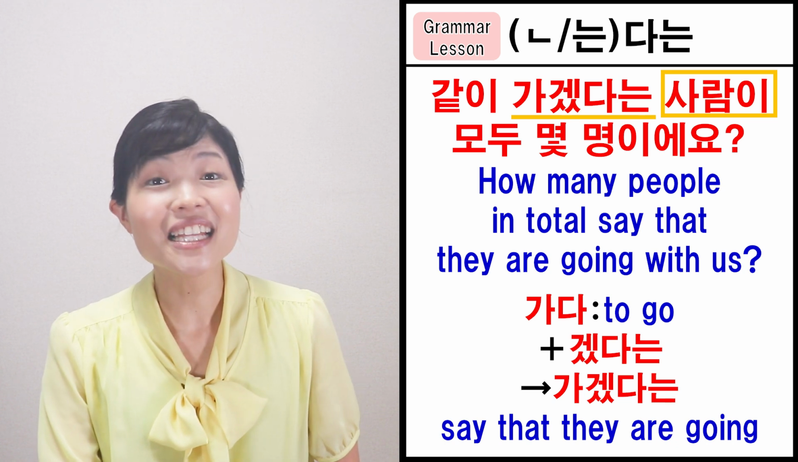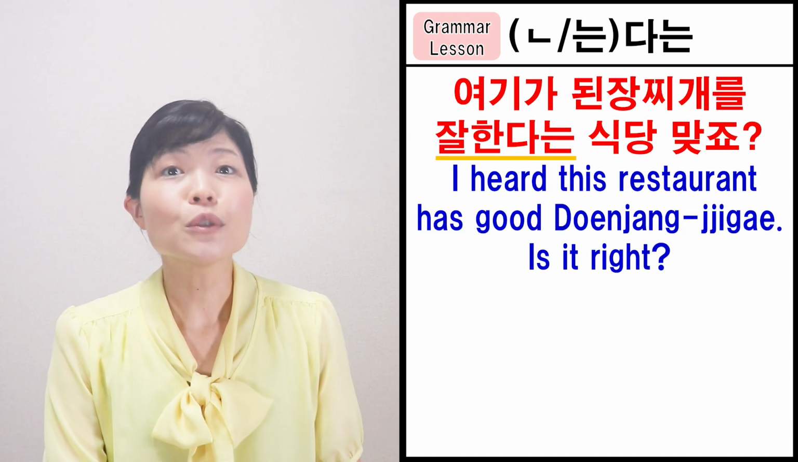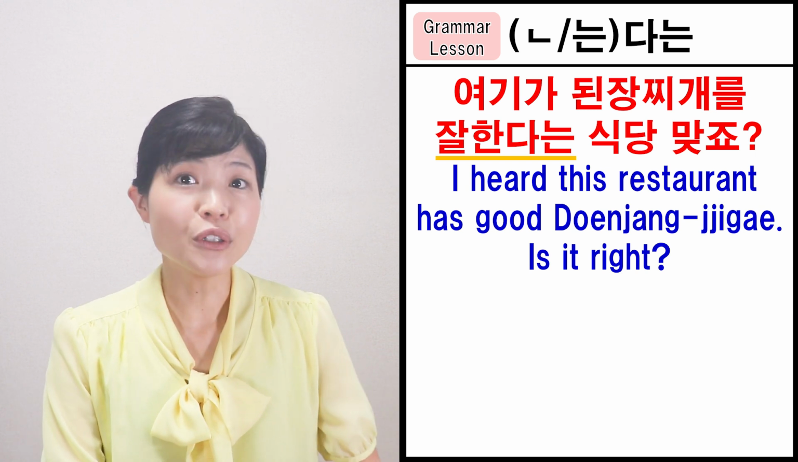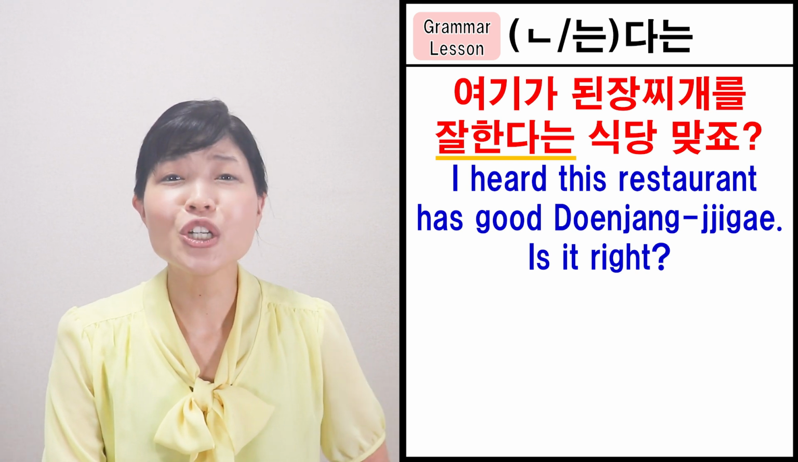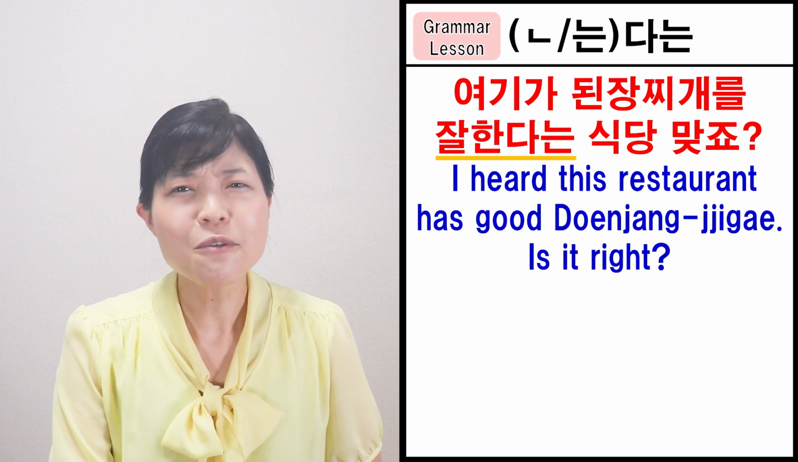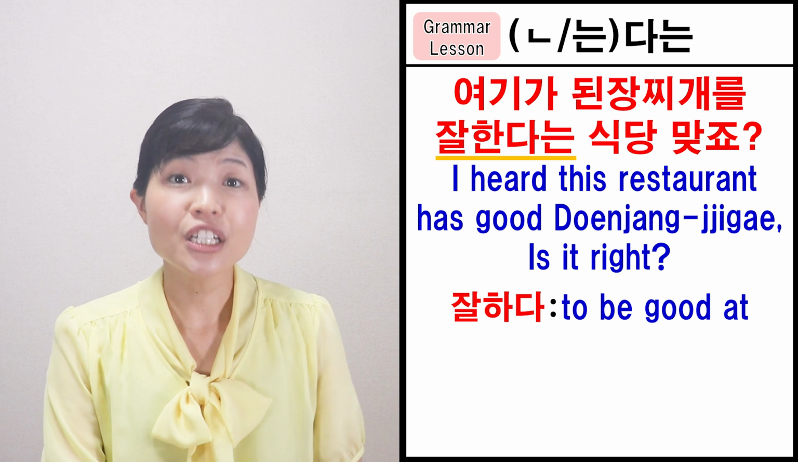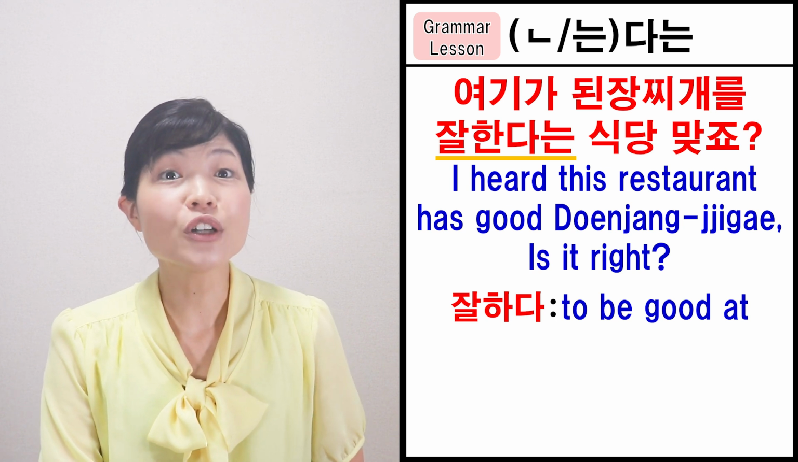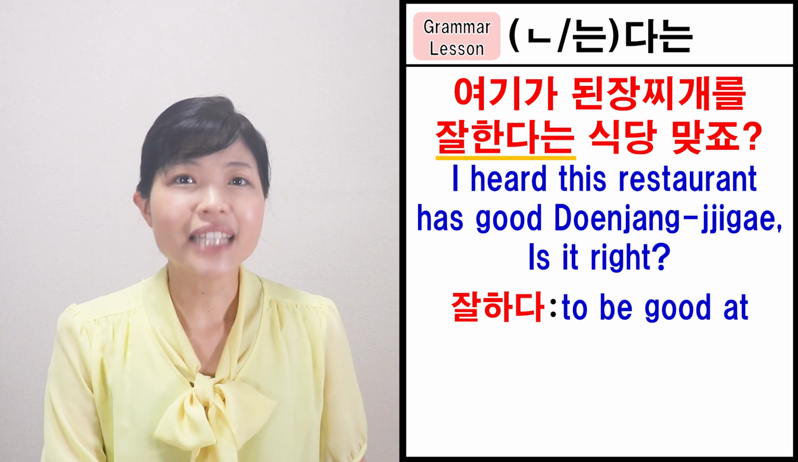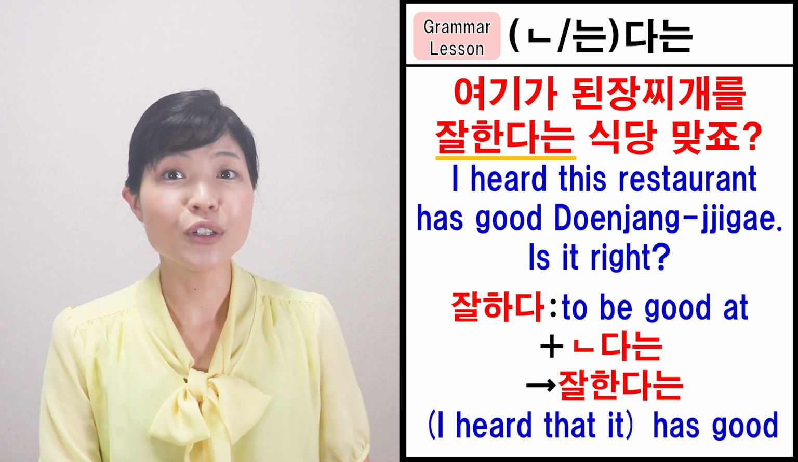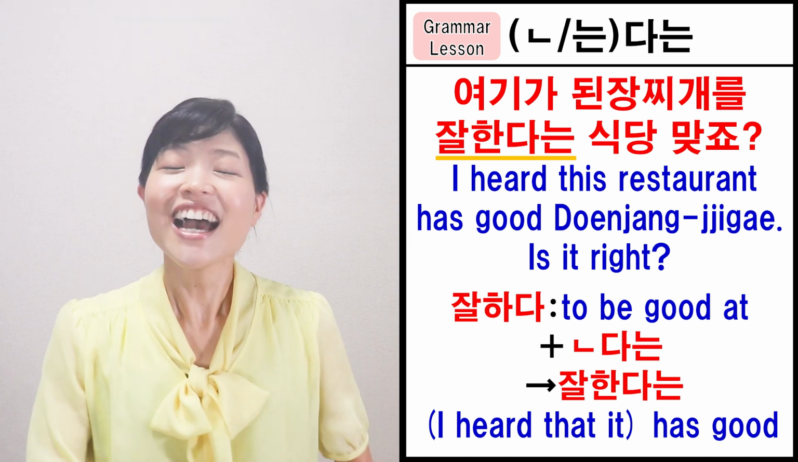Okay, let's read the next example. 여기가 된장찌개를 잘한다는 식당 맞죠? I heard this restaurant has good 된장찌개. Is it right? Here, since the verb 잘하다, to be good at, does not have a final consonant, you attach 니은다는 to say 잘한다는. I heard it has good.